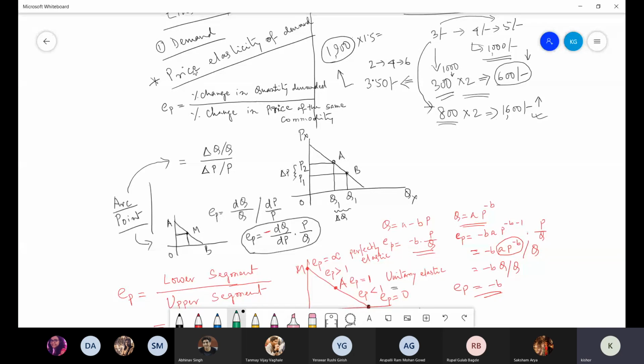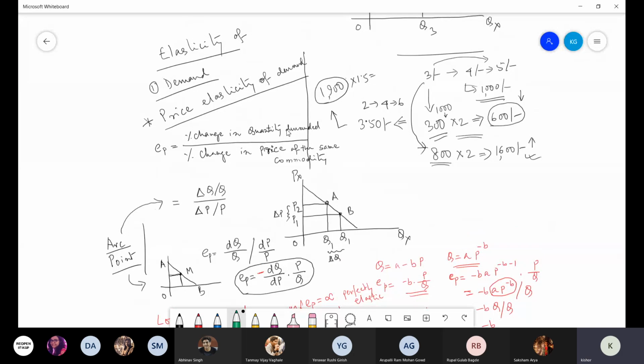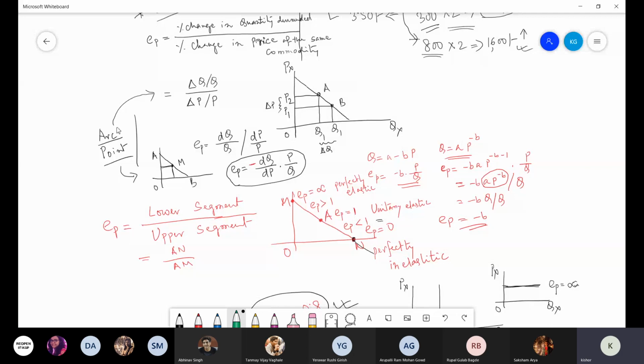Now this price elasticity of demand, or in general elasticity of demand, gives you more information in quantitative terms: how sensitive the demand for your product is with respect to change in price of the commodity. Then we discussed arc elasticity, used when there is a considerable change in price. But as I said in the last class, we give more emphasis on point elasticity, where we measure it as e_p = dQ/dP into P/Q.